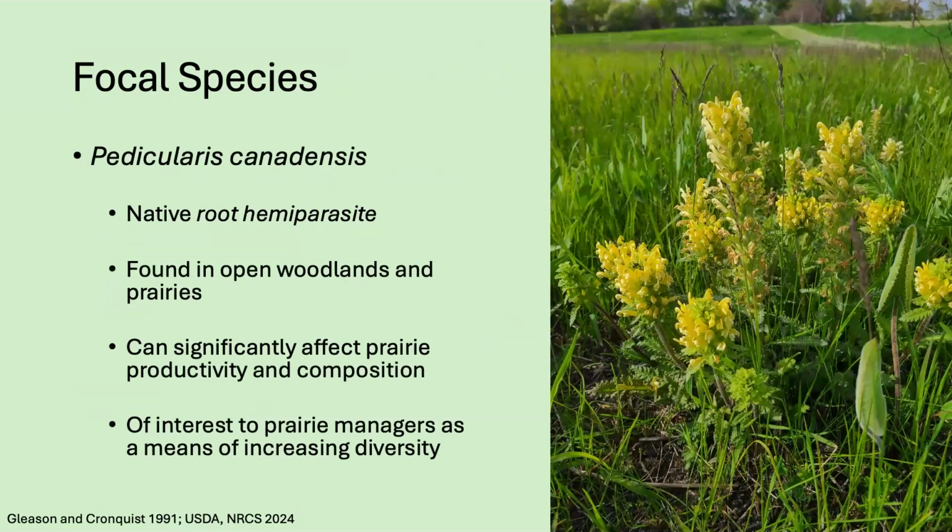So this is a good introduction for, again, my favorite little vampire, Pedicularis canadensis, also known as Canadian wood betony. This is a native root hemiparasite that's often found in open woodlands and prairies, and it can significantly affect prairie productivity and composition. It is also a plant of interest to land managers as a means of potentially increasing diversity or as a sort of native biocontrol against undesired or invasive species.